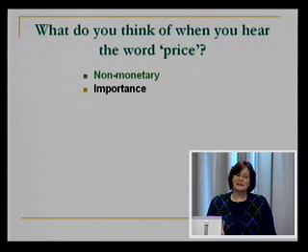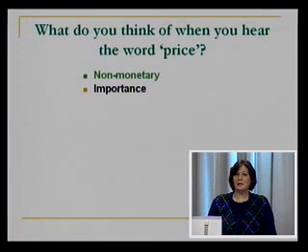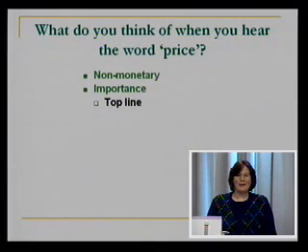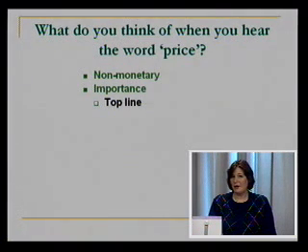But one thing that's different with the pricing element compared to the other elements of the marketing mix is that pricing affects the top line of our income statement. The top line, the very first line on an income statement is revenue, is your sales. And how are you going to figure out your sales? It's your quantity sold times your price.